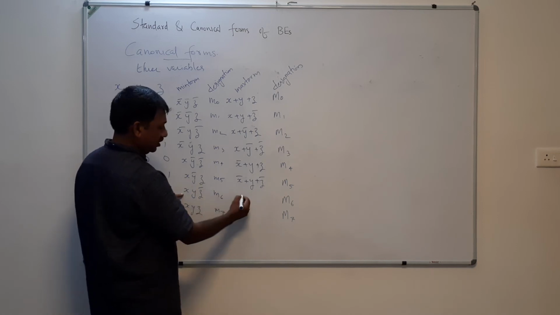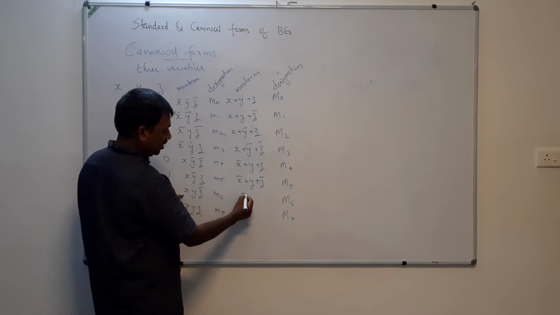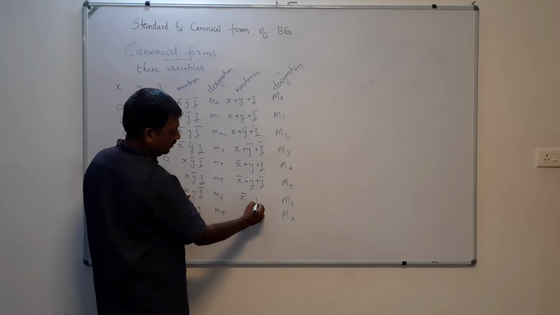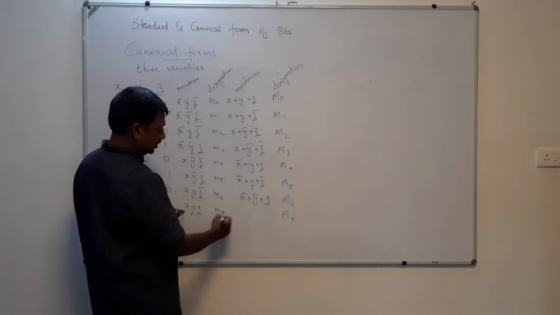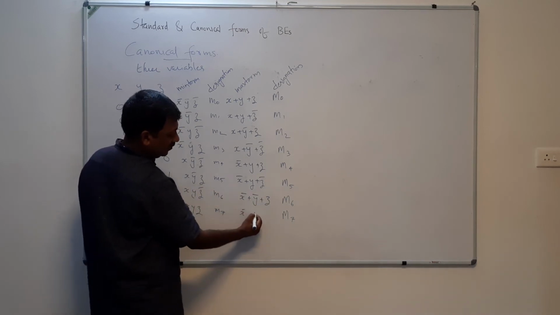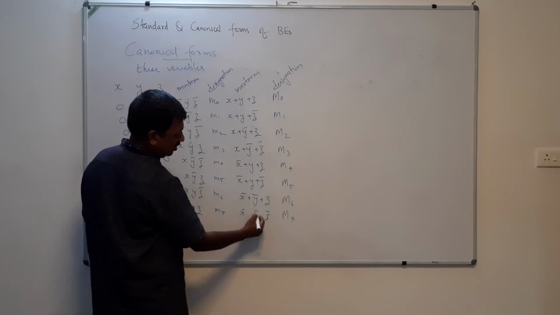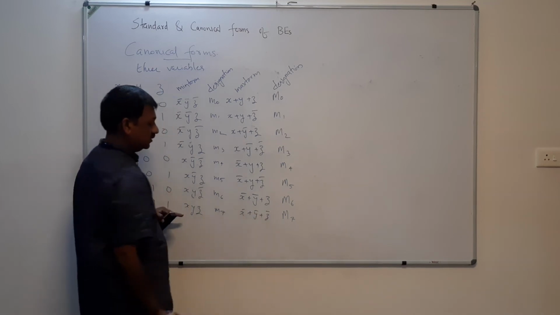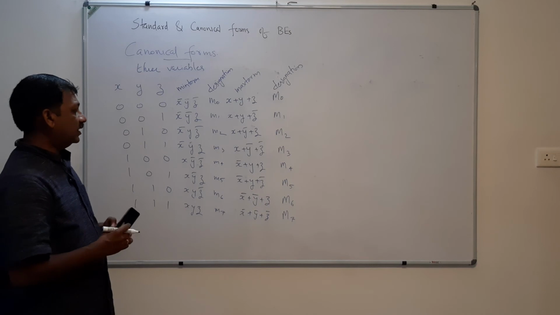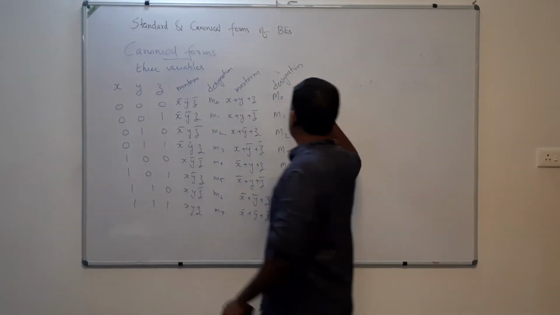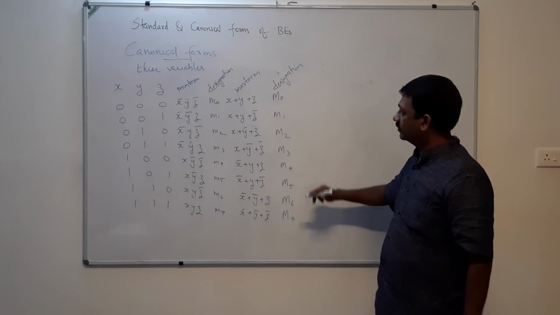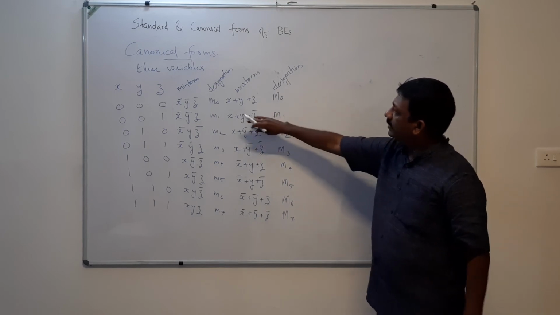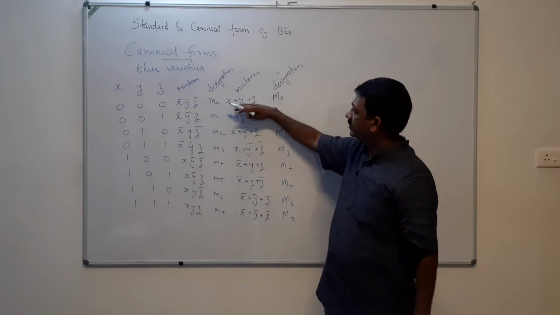Then x, y, z bar: the complement of x is x bar, the complement of y is y bar, and the complement of z bar is z, with plus in between. And x, y, z becomes x bar, y bar, z bar, with plus in between. These are designated M0, M1, M2, M3, M4, M5, M6, and M7 for the max terms.